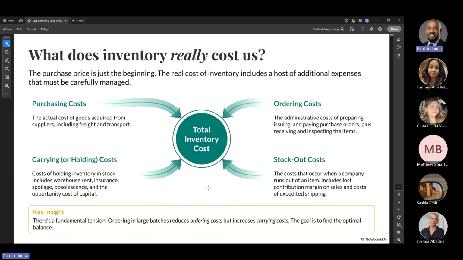Now, let's go to ordering cost. So we have the administrative cost of preparing, issuing, and paying purchase orders, plus receiving and inspecting the items. Especially when you are in manufacturing, it's not just a matter of, yeah, we purchased inventory. No, it doesn't work like that. We purchased stock. It doesn't work like that. We also need to inspect it. And that involves cost. Is that making sense?